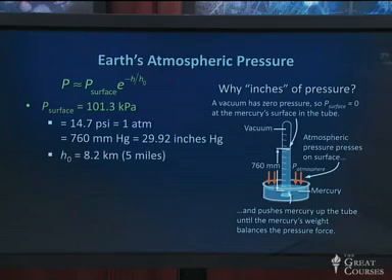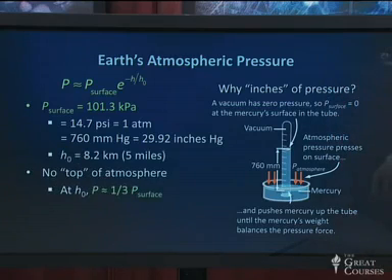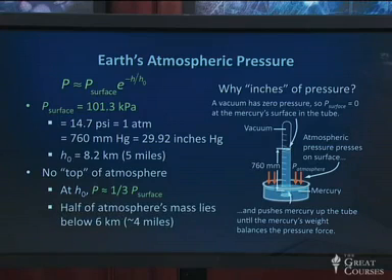This h naught is about 5 miles, 8.2 kilometers for Earth. There is no top of the atmosphere. It just fades off. And at h naught, the pressure is about a third of what it is at the surface, about 5 miles up, the kind of altitude where airplanes fly. And half of the atmosphere's mass, it turns out, lies below about 6 kilometers, about 4 miles. So when you're up in an airplane, you're typically above half of Earth's atmosphere.